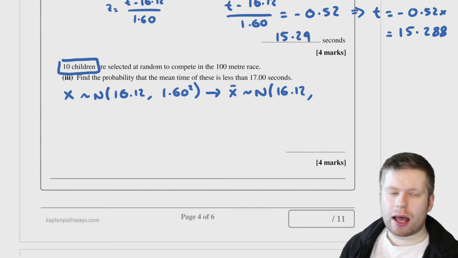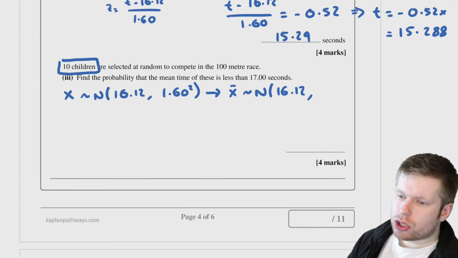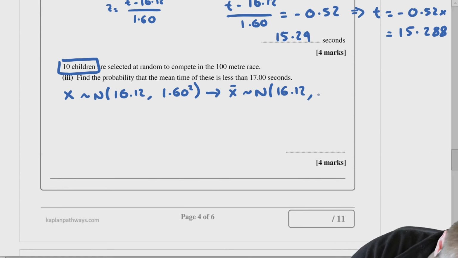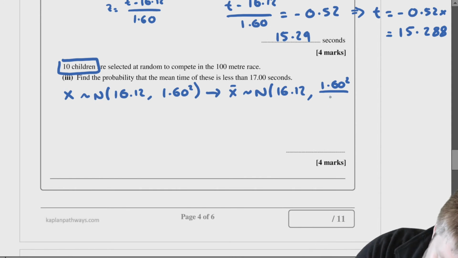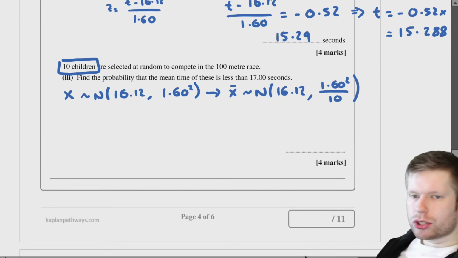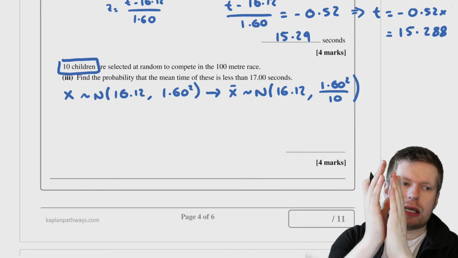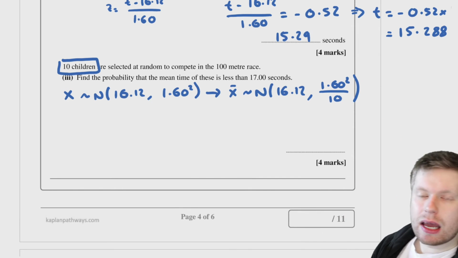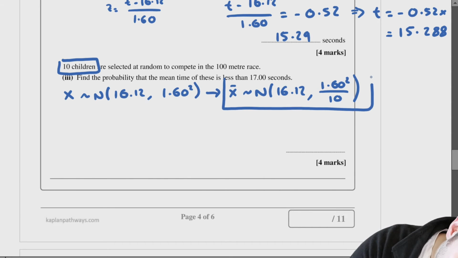Well, my variance should decrease by a factor of n. If you remember in the lecture, we went through why that is the case and we proved that. So my variance is going to be 1.60 squared, but it's going to decrease by a factor of n. In this case, the sample size n is 10. That basically means that my distribution becomes more peaked. The variance decreases, so I need to decrease it by a factor of 10. So this now is the distribution that I'm going to be looking at.